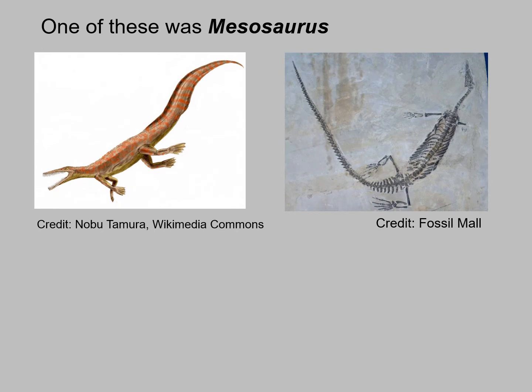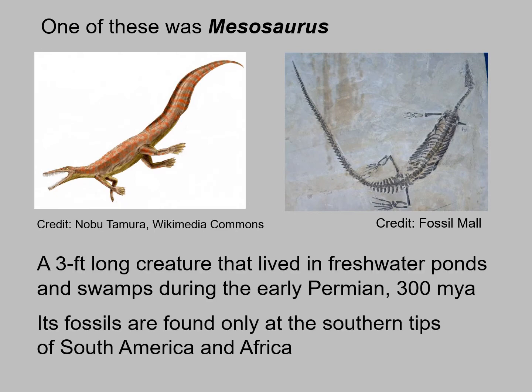One of these was the Mesosaurus. This is a small, 3-foot-long creature that lived in freshwater ponds and swamps during the early Permian, about 300 million years ago. And its fossils are found only at the southern tips of South America and Africa. There is no way that it could have crossed the salty ocean.